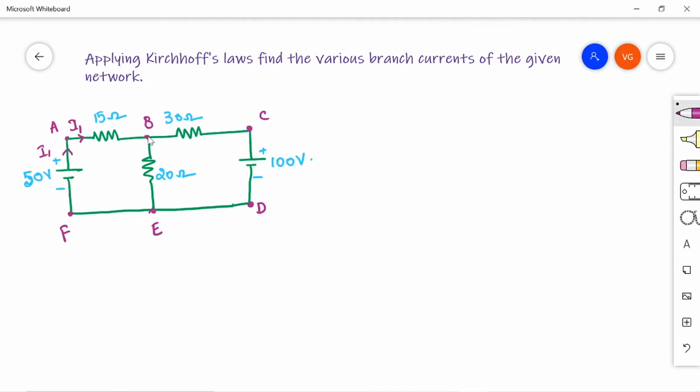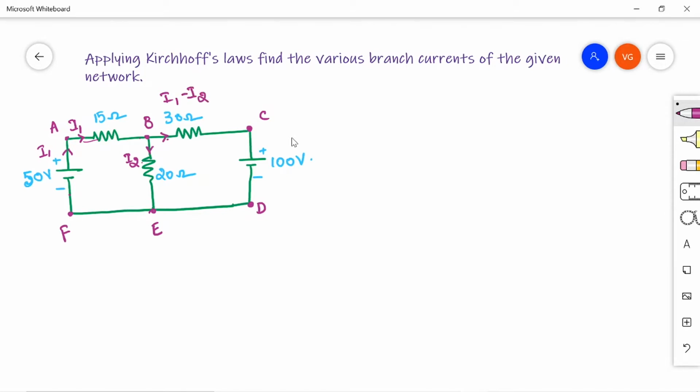Now coming to node B, the node B will divide the current. At node B you have two branches, that is BE and BC. The current entering into this node B, that is I1, will divide into two branches. Suppose the branch BE current is I2, I am marking. As you know, by Kirchhoff's current law, the current entering is equal to the currents leaving. Here the entering current into node B is I1. Then you have two leaving currents, one in the BE branch and the other in the BC branch. So in the BC branch it will be I1 minus I2.